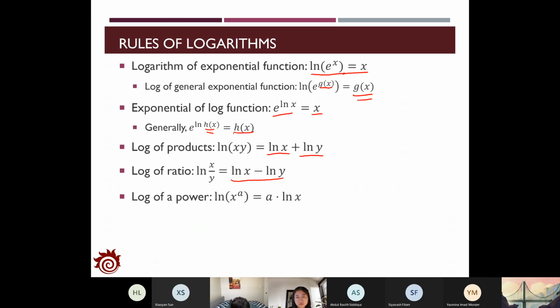And the last thing is the log of the power. So ln of x to the power a will be the constant a times ln of x. So you also reduce the complexity of calculating the value of power operations. So those are the fundamental rules of the logarithm.